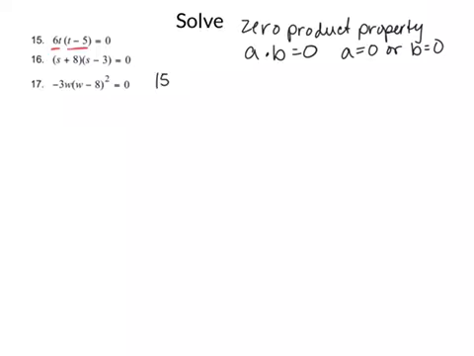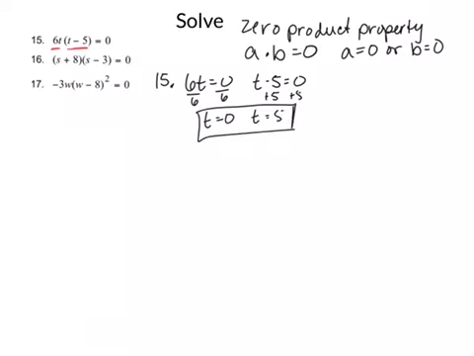So for number 15, we set 6t equal to 0, and we set t minus 5 equal to 0, and we solve. Divide by 6, so t is 0, plus 5, or t is 5. And those are our two answers.